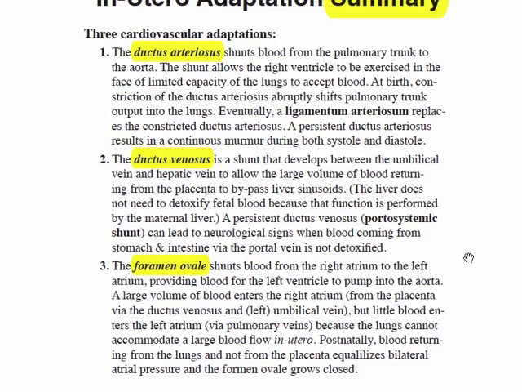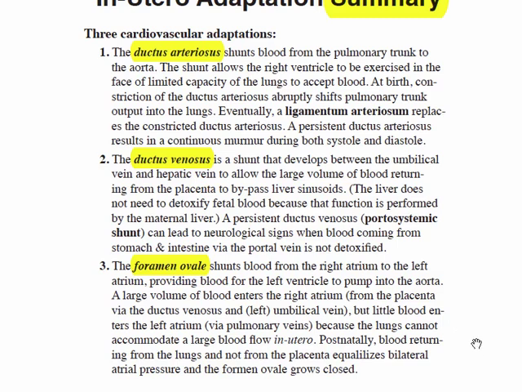And finally, the foramen ovale shunts blood from the right atrium to the left atrium, providing blood for the left ventricle to pump into the aorta. A large volume of blood is entering the right atrium because that is receiving blood from the placenta, but little blood is entering the left atrium because the lungs cannot accommodate a large blood flow, and so they have very little to return to the left atrium.